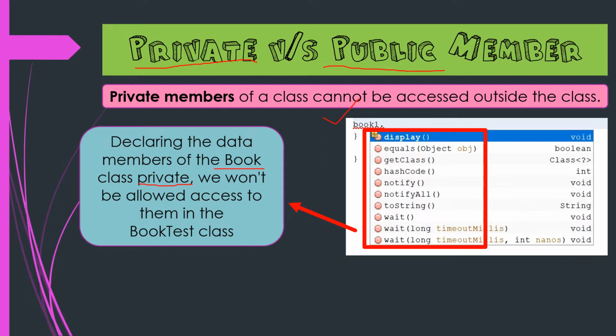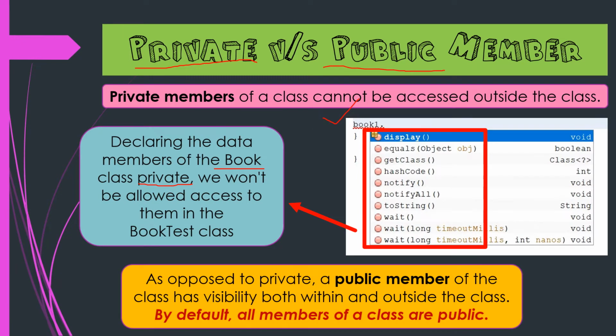So no other class would be able to access them, and this is the use of declaring the data members as private. And if we talk about the public member, what is the difference? A public member of the class has visibility both within and outside the class. By default, all members of a class are public. Here you can see the example.